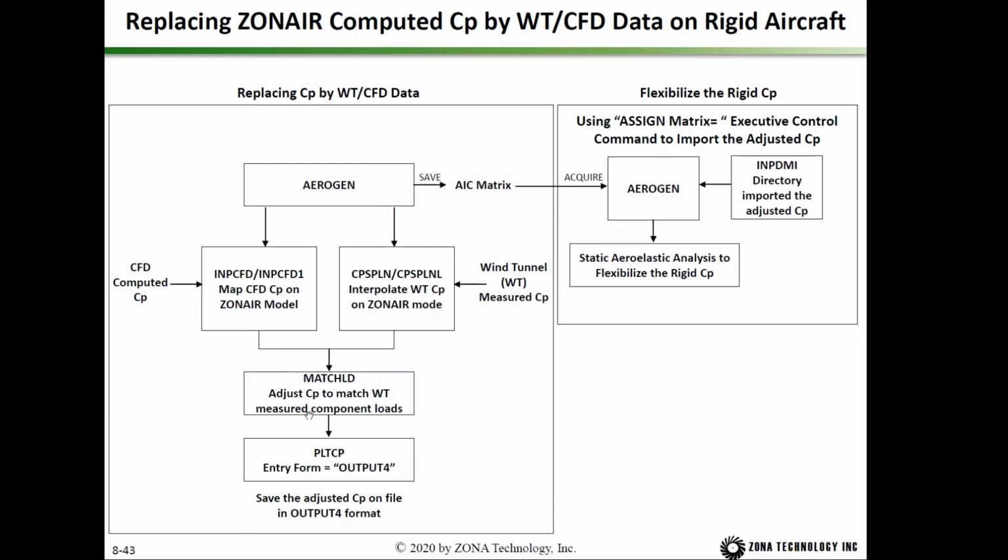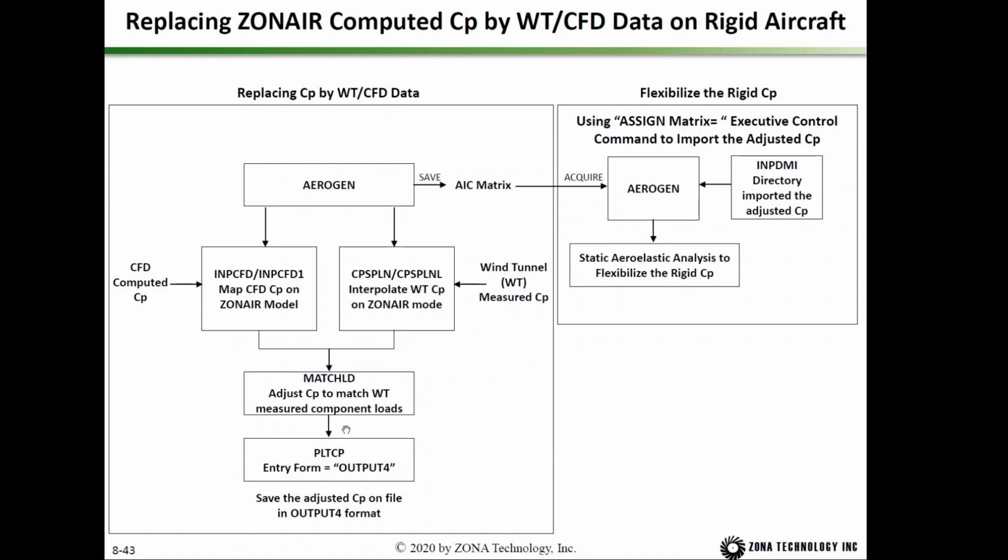So mesh LD will further adjust the CP, whether computed by CFD or measured by the wind tunnel, because the wind tunnel measured CP is at the CP sensor locations. They are very close, so this interpolation may introduce error. So you want to further adjust those CP in order to match the wind tunnel measured component loads.